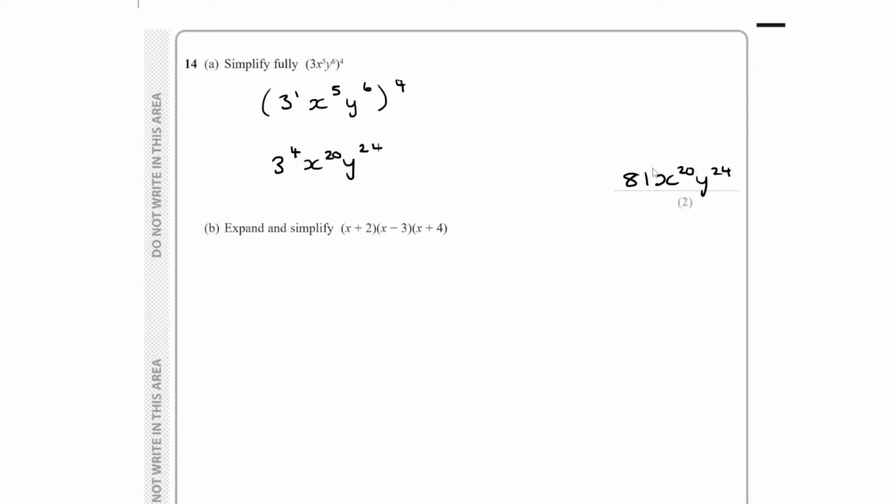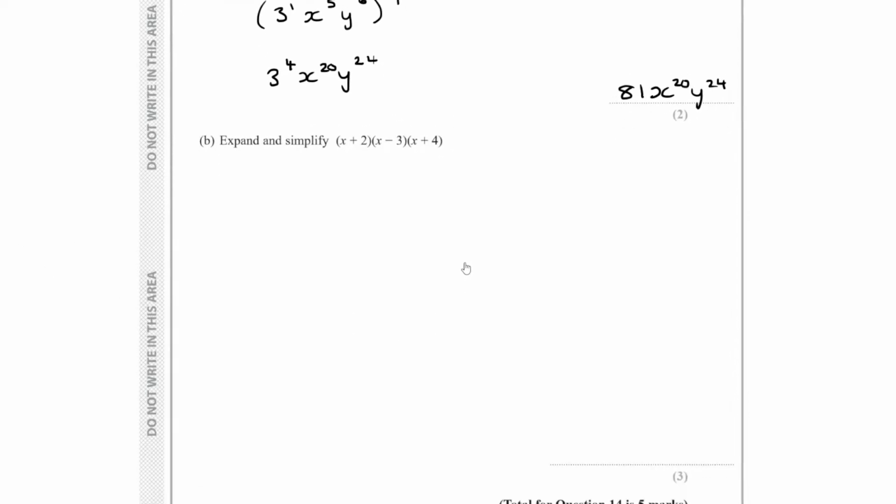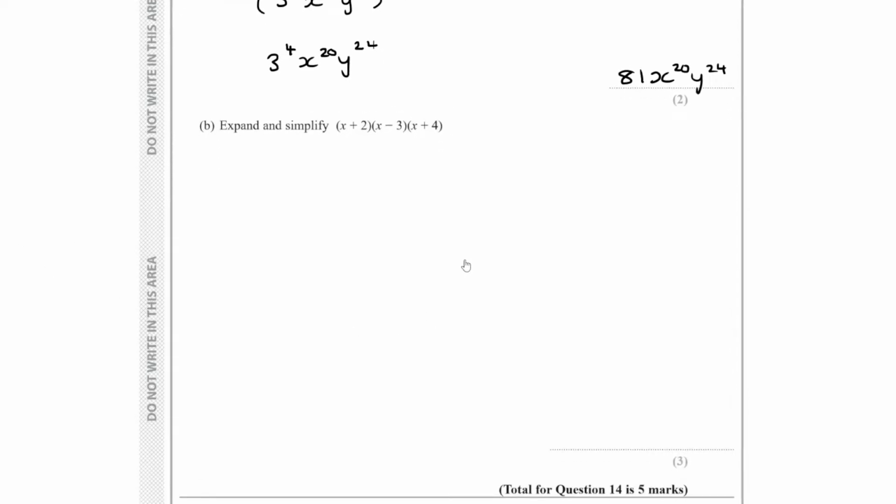You just deal with each column of that separately, the 3, the x, the y. Okay, so that should be what you should get for part A. There's a lot of expanding triple brackets in papers 2 and 3, which I think is quite nice. It's just quite an easy one to know what to do with. So I always recommend to expand the first 2, or technically you can pick any of the brackets, but just pick 2 at a time. I normally just do it in order.